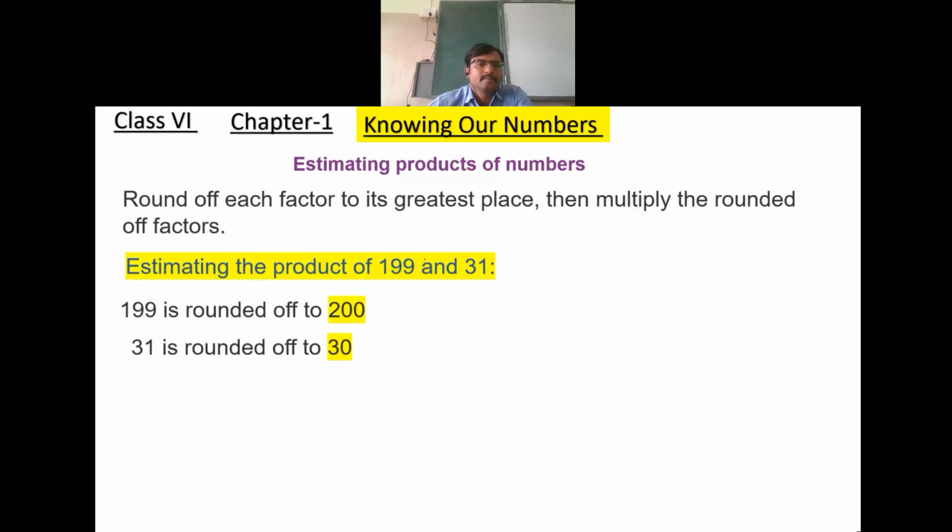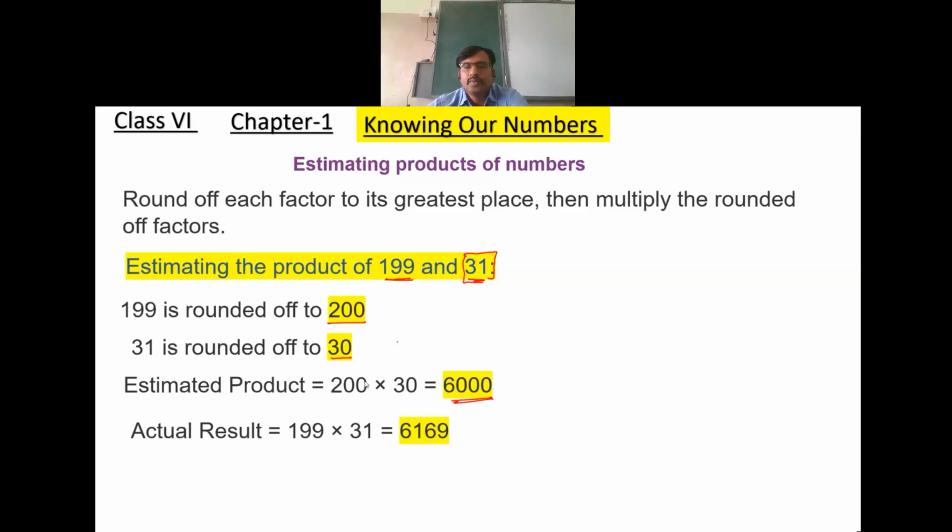Suppose the question is to find an estimate of the product of 199 and 31. We will round off to the nearest tens here because there are only 2 digits. Rounding off 199 it becomes 200. Rounding off 31 it becomes 30. Now multiply, it becomes 6000, but the actual product is 6169. So each time you must remember the estimated value will be different from the actual value. This should be known to you.